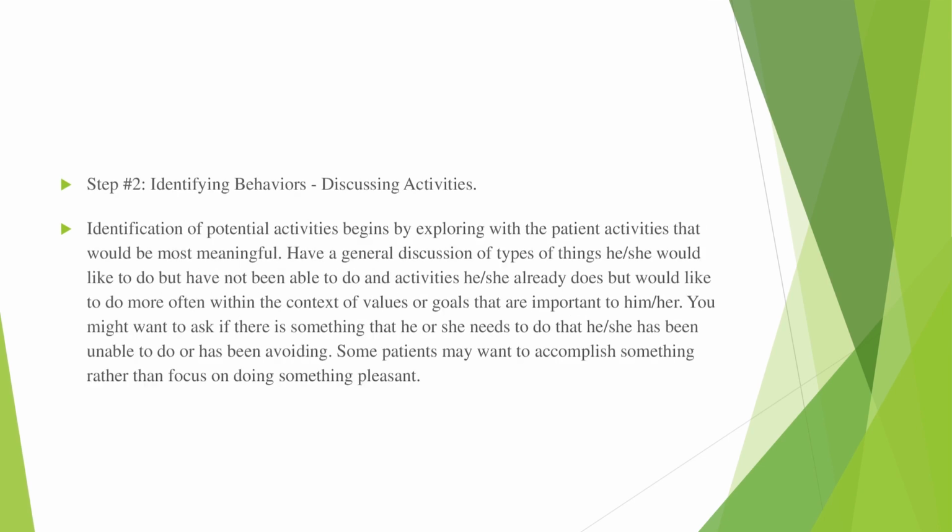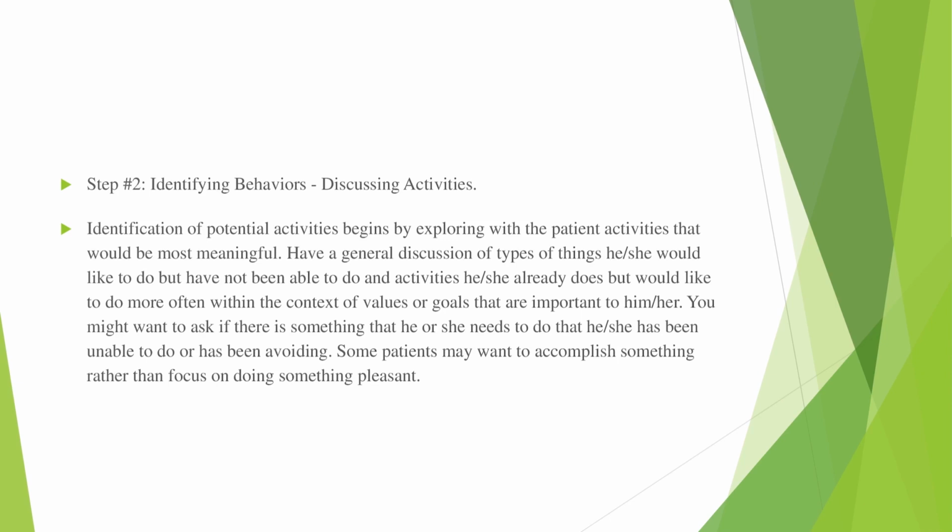Step number 2. Identifying behaviors, discussing activities. Identification of potential activities begins by exploring with the patient activities that would be most meaningful. Have a general discussion of types of things he or she would like to do but has not been able to do, and activities he or she already does but would like to do more often, within the context of values or goals that are important to him or her.